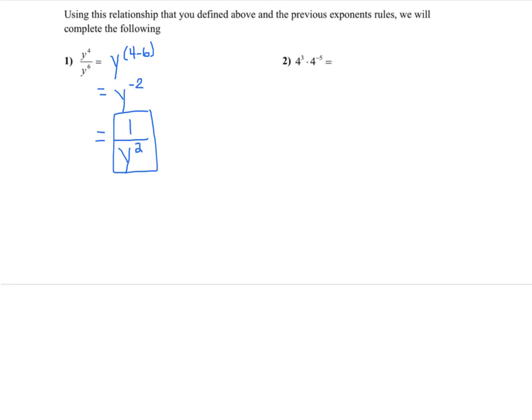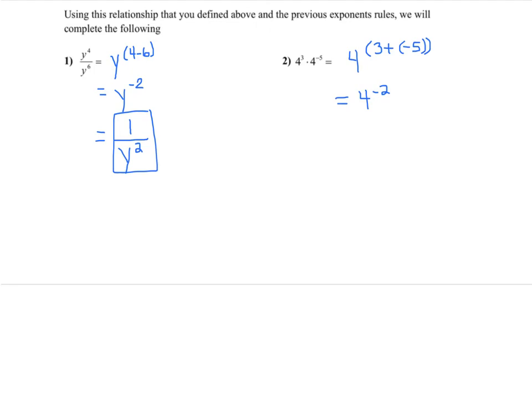We have 4 to the 3rd power times 4 to the negative 5th power. They're the same base. And we're going to identify our operation, where we're multiplying here. So when we multiply, the rule is to add your exponents. So we have 4, and we're going to add our exponents, which is 3 plus negative 5. Okay, so 3 plus negative 5 gives us negative 2. So we have 4 to the negative 2 power.